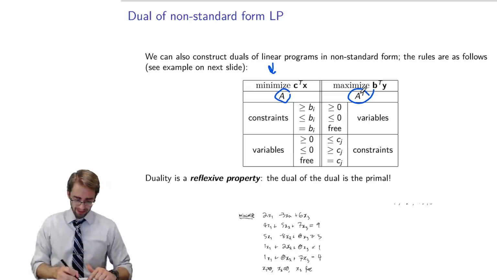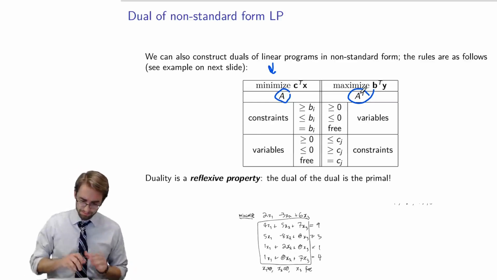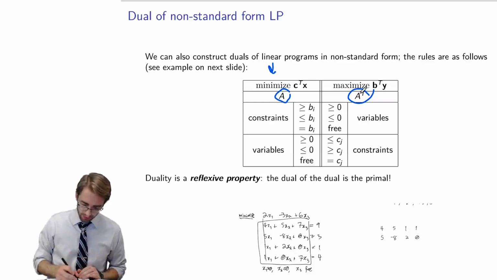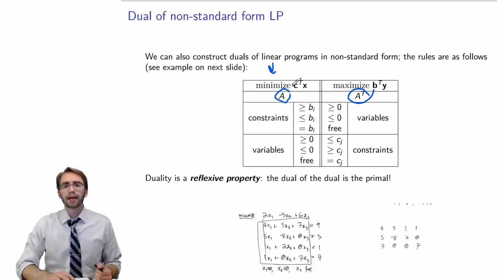I'm going to write out that constraint matrix here, and I'm going to transpose that, and I'll write those terms in. So the first column is a 4, 5, 1, 1. And so I'll do that. 4, that becomes a row. 4, 5, 1, 1. Second column is a 5, minus 8, 2, and a 0. And third is a 7, 0, 0, 7. Good. And then I have the C in my original problem.